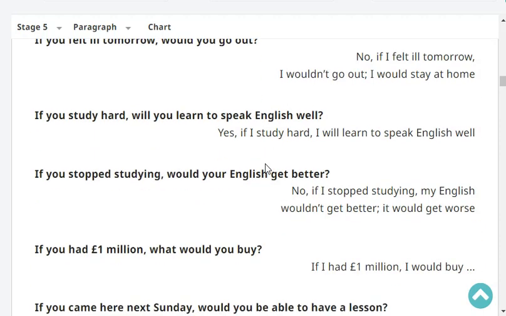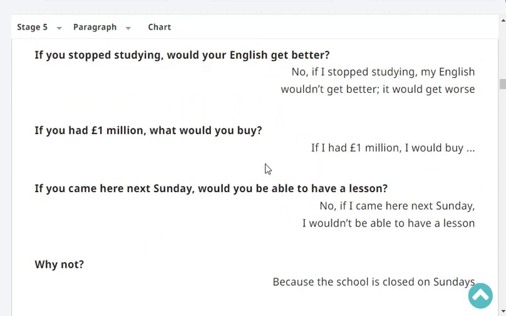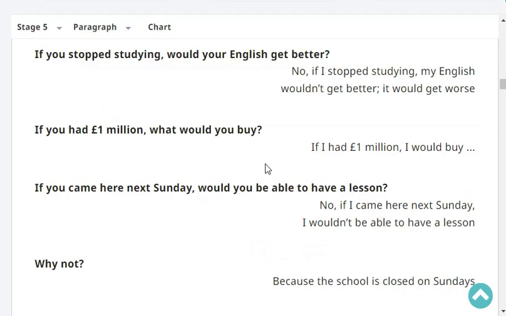If you study hard, will you learn to speak English well? Yes, if I study hard, I will learn to speak English well. If you stop studying, would your English get better? No, if I stopped studying, my English wouldn't get better. It would get worse.